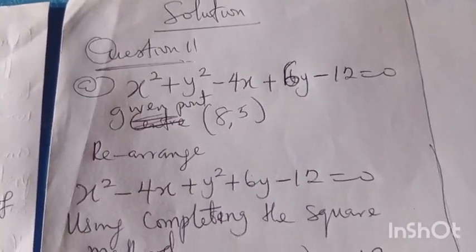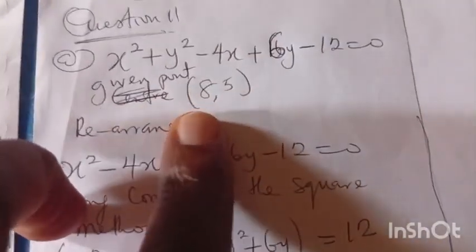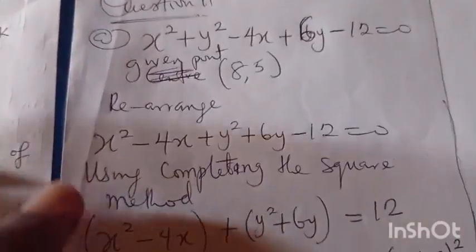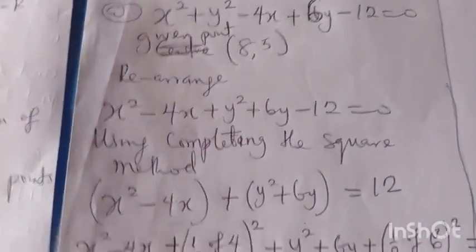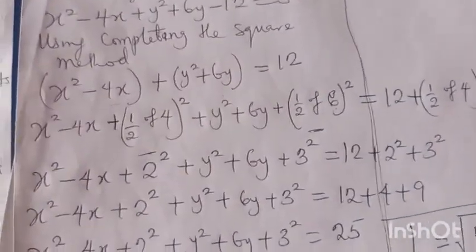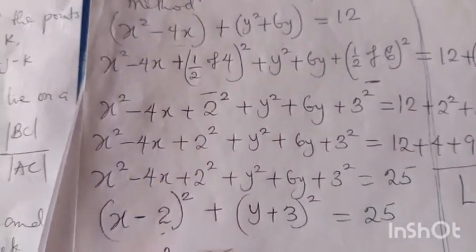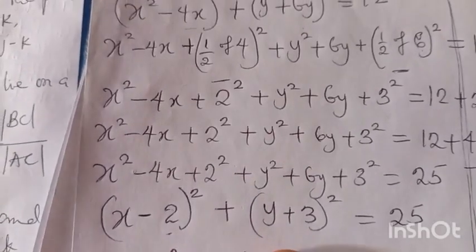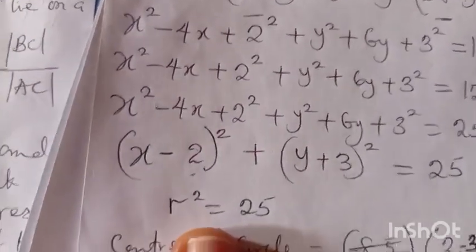11a. I believe you can see 11 ways. This is where we started from. We are given our equation, and likewise given points that can represent our x1, y1. I rearrange and use the completing the square method. To complete the square, I take half of the coefficient of x and the coefficient of y, square it, and add it to both sides. After the reduction, I arrived at (x minus 2) squared plus (y plus 3) squared equals 25. My radius squared is 25, which means my radius is 5.